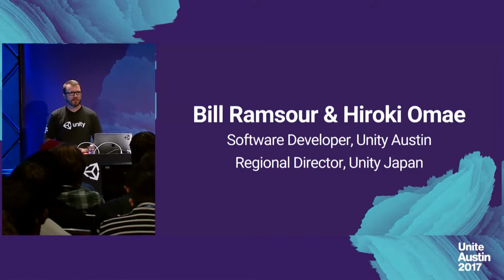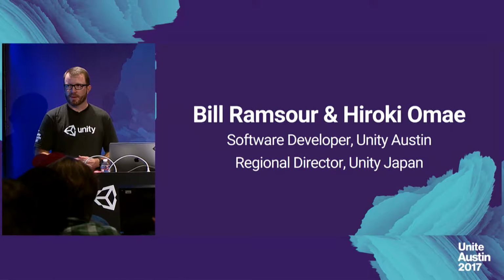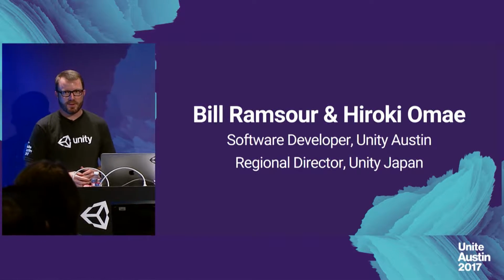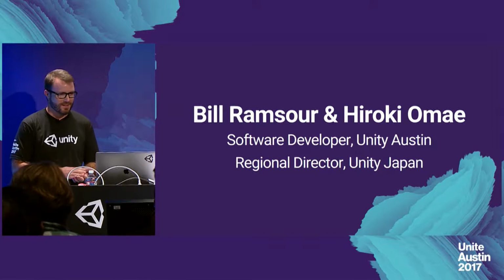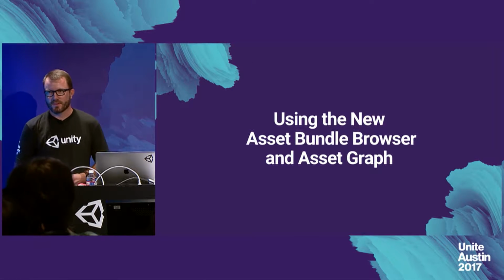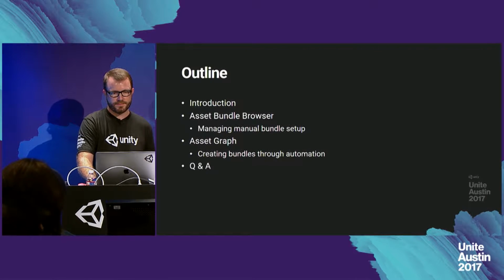My name is Bill Ramsour. I work here in Austin for Unity on the Asset Bundle and Build Pipeline team. I have here with me Hiroki Omae. He is the regional director for Unity Japan. So he wears about 1,000 different hats, but one of them is helping us with asset bundles. And today we will be talking about the Asset Bundle browser and the Asset Bundle graph tool, two tools to hopefully help you guys in your workflows.